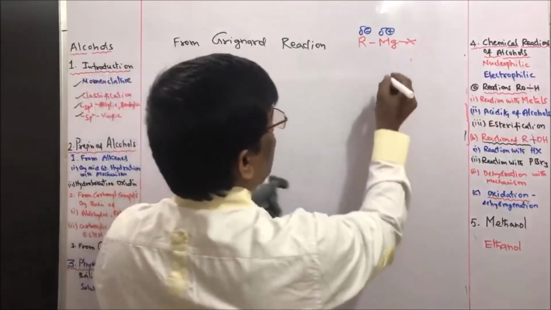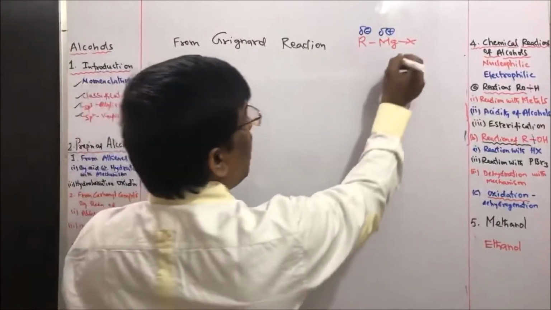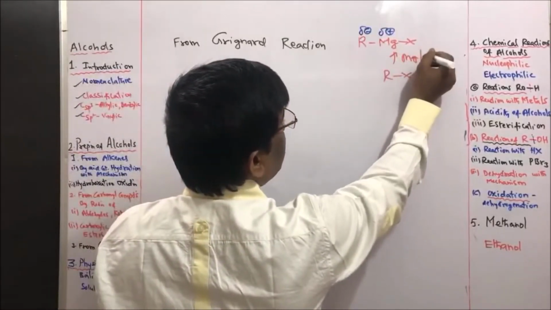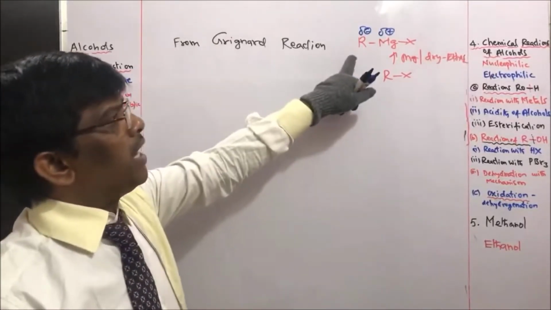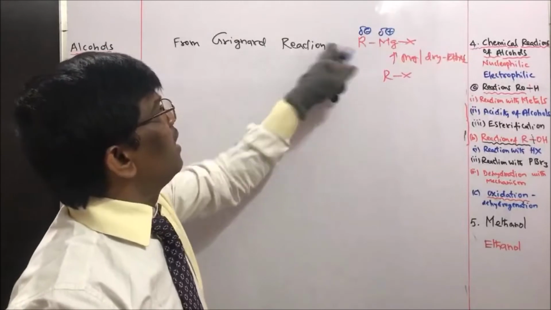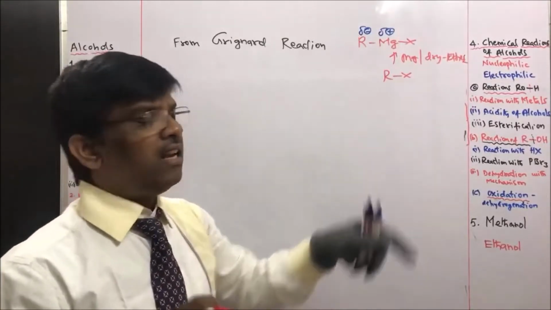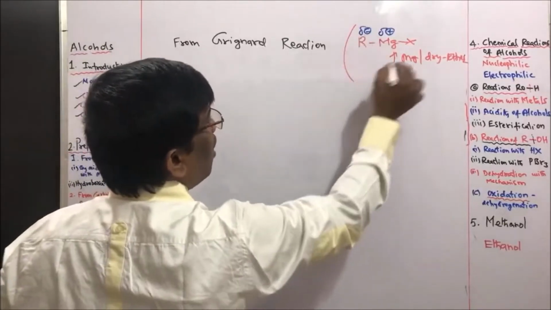It is very simple. We take an alkyl halide or aryl halide and add magnesium in dry ether solvent, and we are going to get alkyl or aryl magnesium halide. These are the Grignard reagents. Then how are these Grignard reagents going to give alcohols?